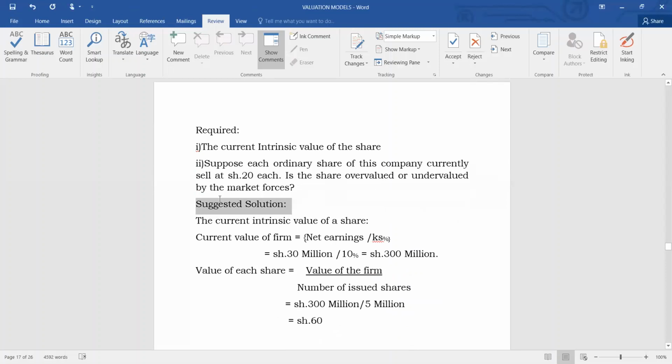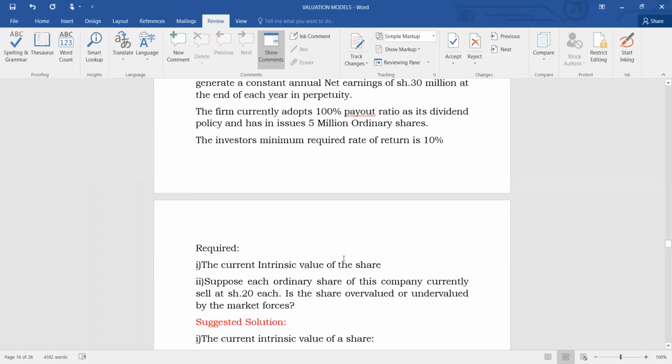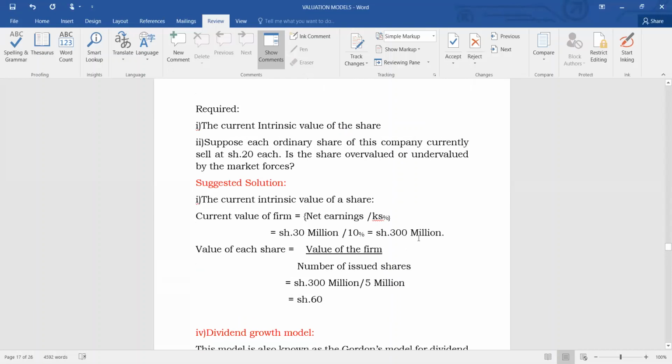So in the light of the information given, the current intrinsic value should be worked out using the capitalization of earnings. Now, I've begun by working out the value of the firm. Current value of the firm is net earnings divided by the discounting rate. The net earnings are 30 million divided by discounting rate, 10%? Yes. So 30 million divided by 10%, should that be 300 million? 300 million, yes. The current value of the firm.